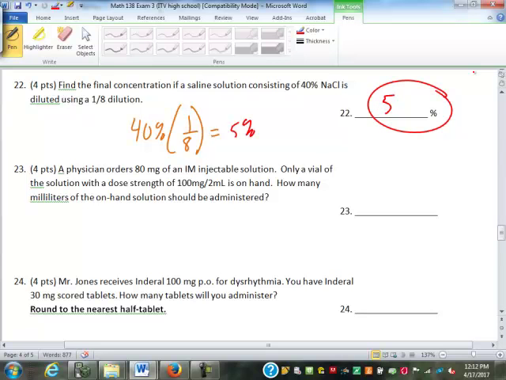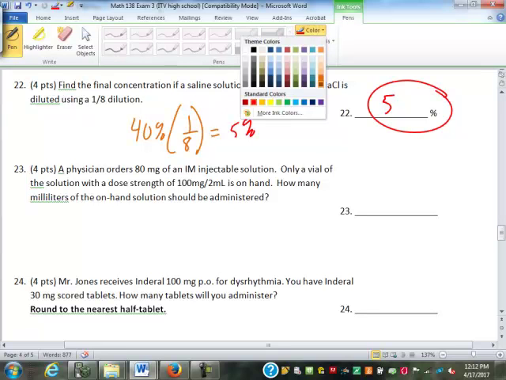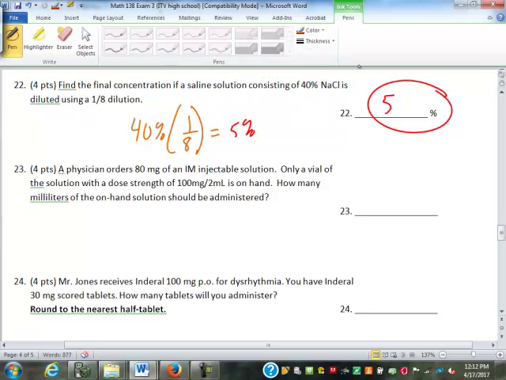Physician orders 80 milligrams of an IM intramuscular injectable solution. Only a vial of the solution with a dosage strength of 100 milligrams per 2 milliliters is available. How many milliliters of the on-hand solution should be administered?